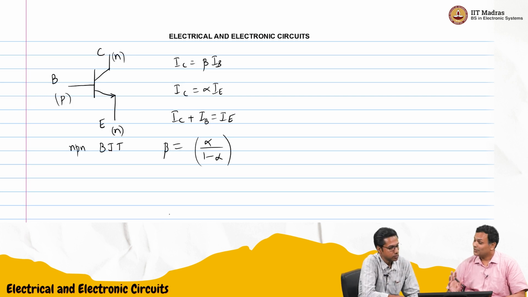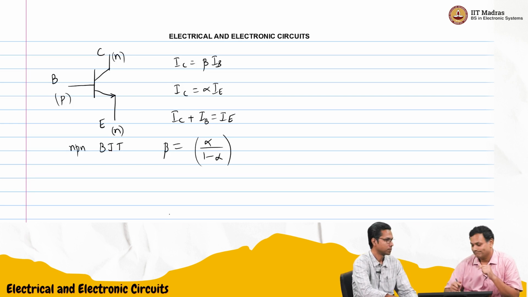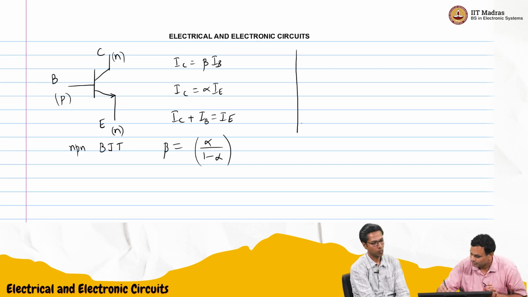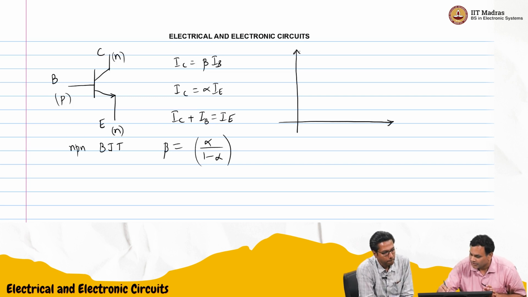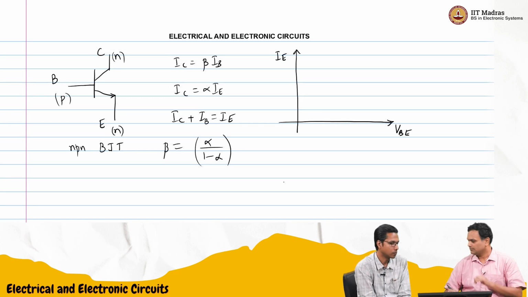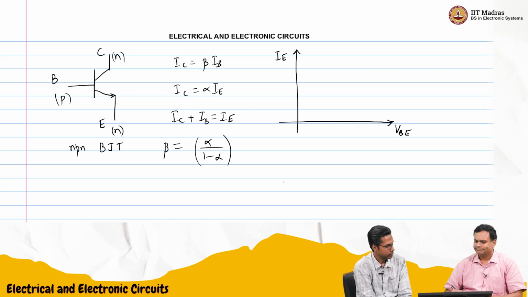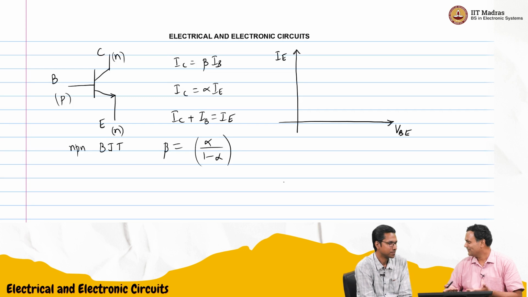So you wanted to plot? We will start with the easy one. We said that the base-emitter junction is forward biased. Shall we plot the current and voltage? So I am going to plot IE versus VBE. We said that it is just a diode equation. This is very simple. We have done this before.